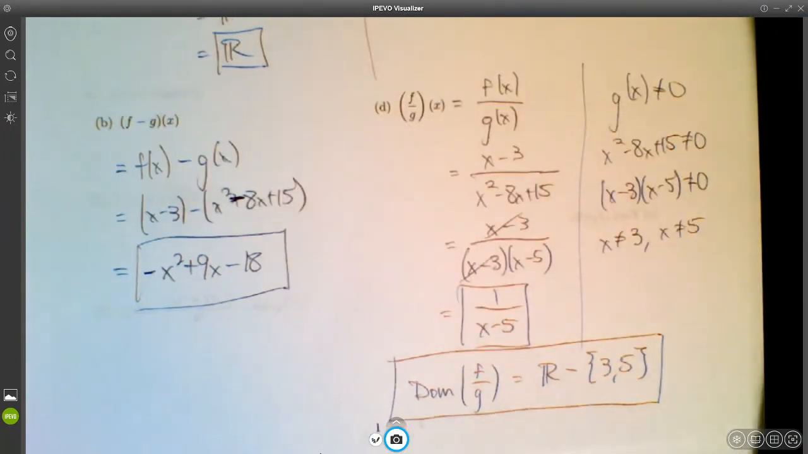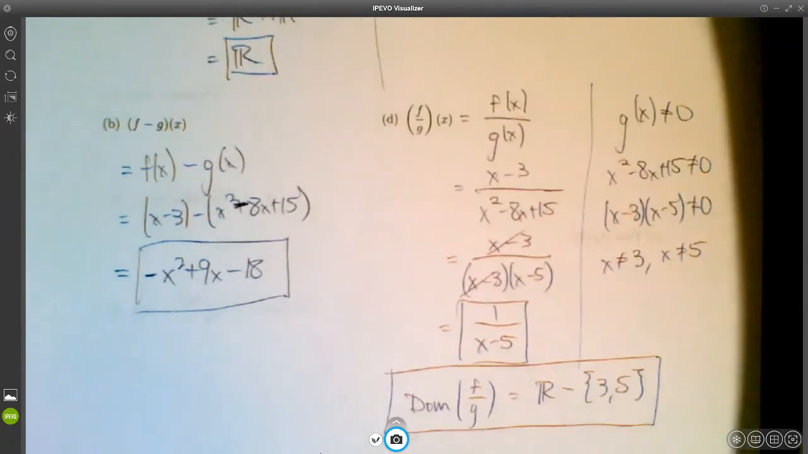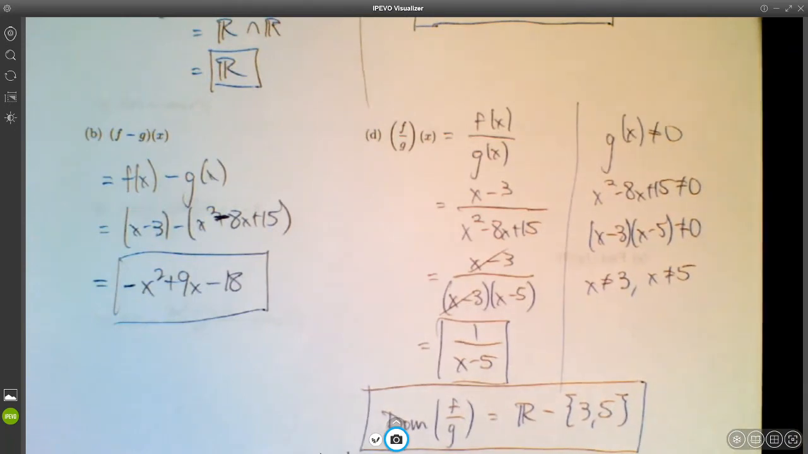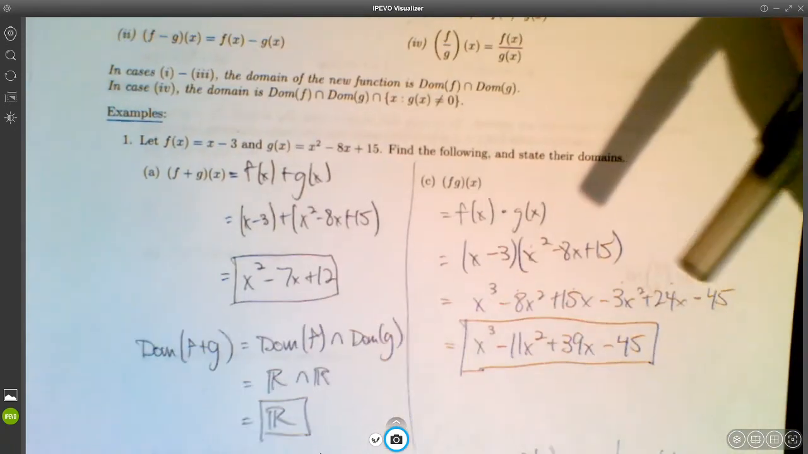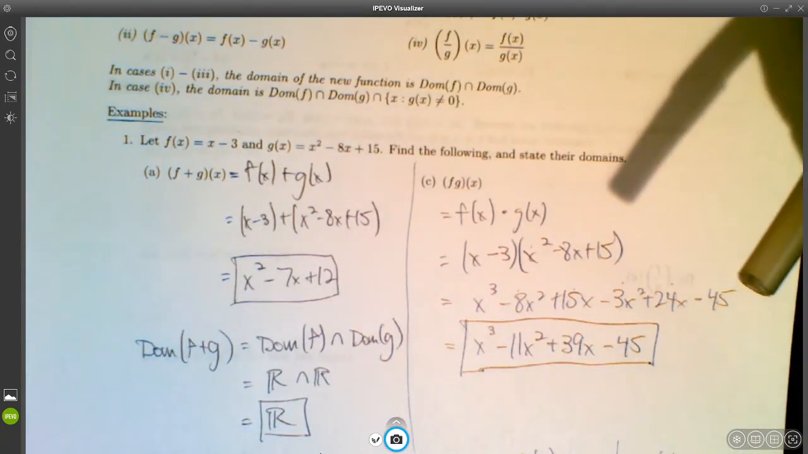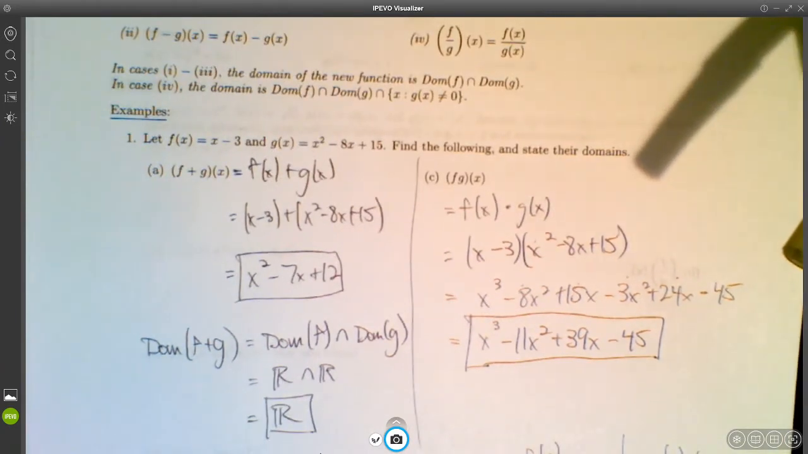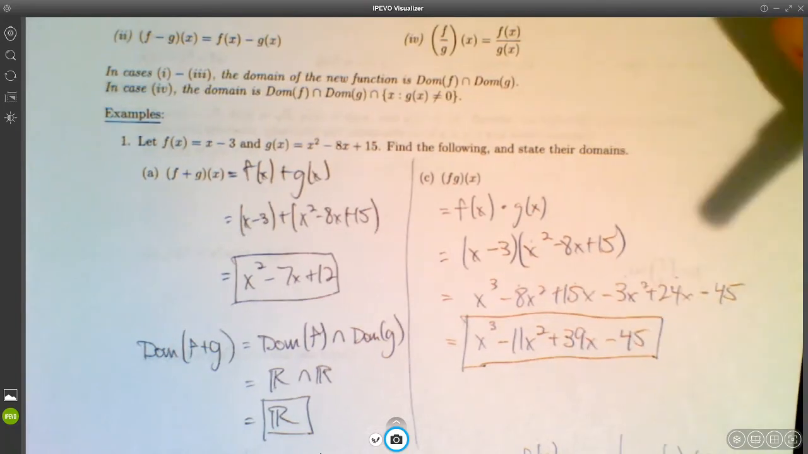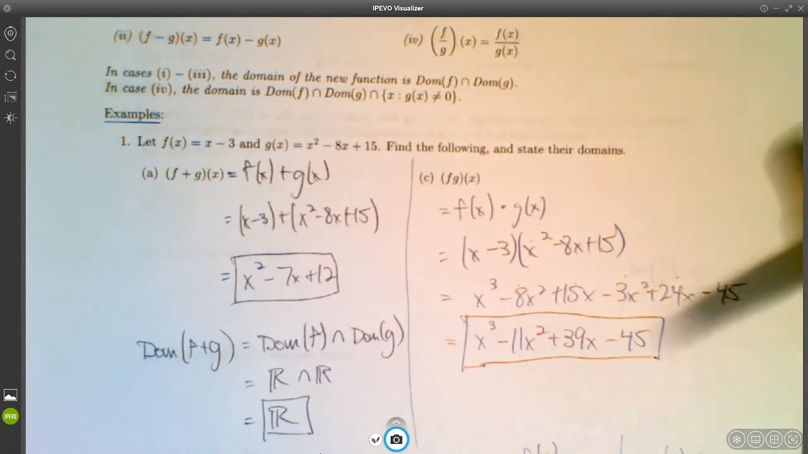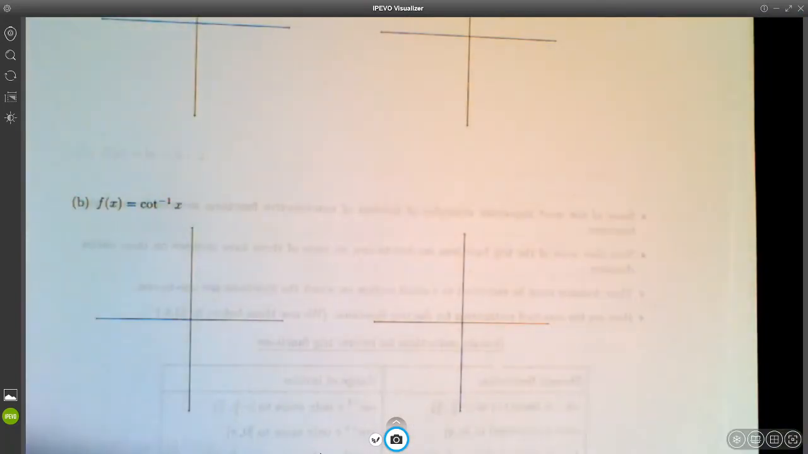So that, in a nutshell, is how function arithmetic works. Now, in this particular example, f and g were both polynomial functions, so they were relatively well behaved, right? There wasn't much to consider by way of domain considerations and things like that. So let me show you another one where it's maybe a little bit trickier with the whole domain issue.